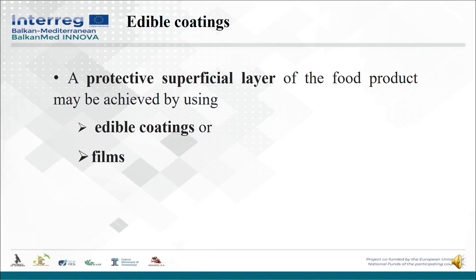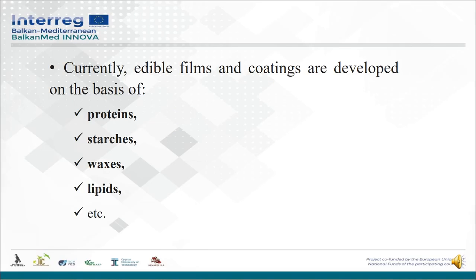Edible coatings serve as a protective superficial layer on the food product and may be achieved by using edible coatings or films. This has been used for many years, for example, the waxing of fruits. Currently, edible films and coatings are developed on the basis of proteins, starches, waxes, lipids, etc., which protect food against microbial spoilage and loss of quality.